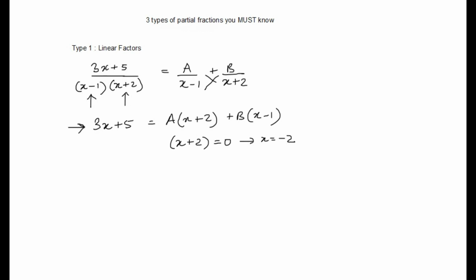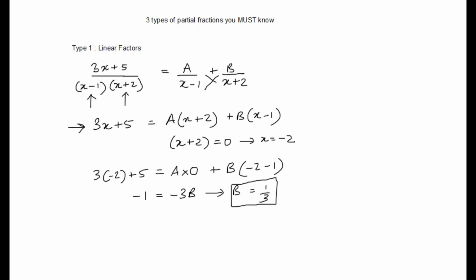So what does that do? 3 into negative 2 plus 5 equals a times, we already said x plus 2 is 0, so a into 0, plus b times negative 2 minus 1. So negative 6 plus 5 is negative 1, which is equal to negative 3b, which tells us that b is equal to 1 by 3.